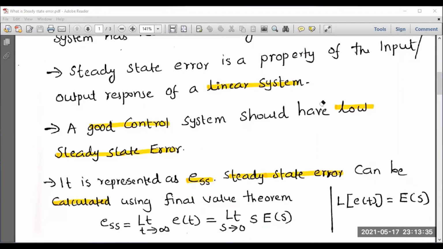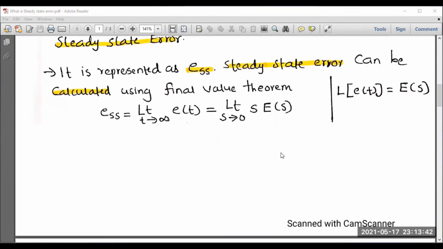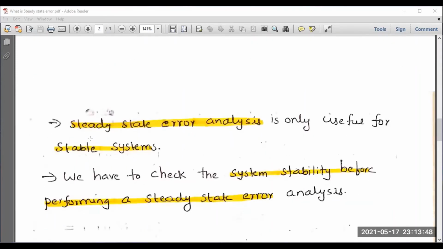One very important point I would like to discuss: make sure that before doing the steady state error analysis, the system should be stable. Stability analysis has to be performed first. Steady state error analysis is only applicable for stable systems. Before applying the steady state error analysis, you have to check whether the system is stable or not. That analysis you have to carry out.